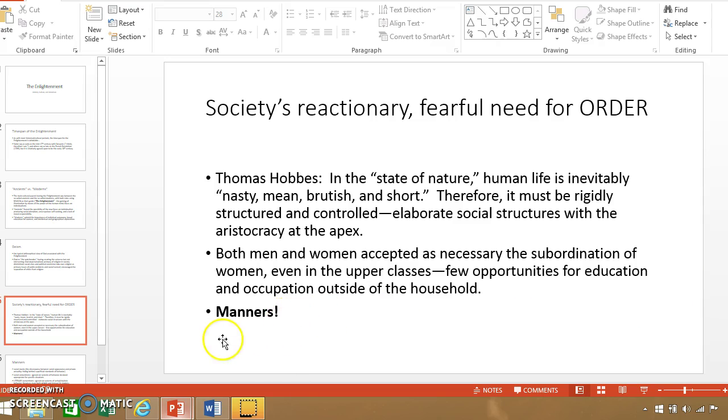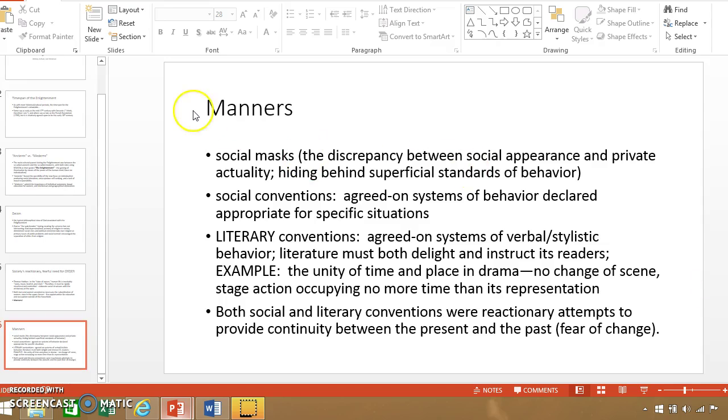And manners, one of the more comical symptoms of this reactionary, fearful need for order during the Enlightenment is the proliferation of etiquette books and this obsession, especially among the upper classes, with manners. Now, under manners, there is the discrepancy between reality and the social mask, the discrepancy between social appearance and private actuality, hiding behind superficial standards of behavior, putting on a public face. An obsession with social conventions or agreed-on systems of behavior declared appropriate for specific, often ludicrously specific, situations.